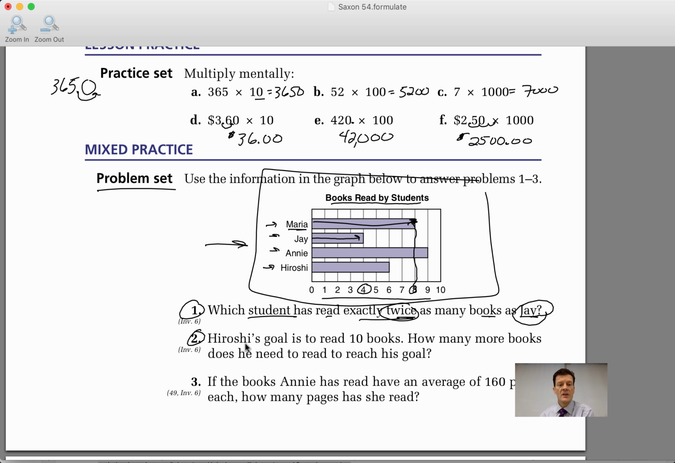Number 2, Hiroshi's goal is to read 10 books. He wants to get way out here to 10. How many more books does he need to read to reach that goal? Well, here's Hiroshi. He is at 6. So he's got to get to 1, 2, 3, 4 more books in order to reach all the way to 10. So 4 more.